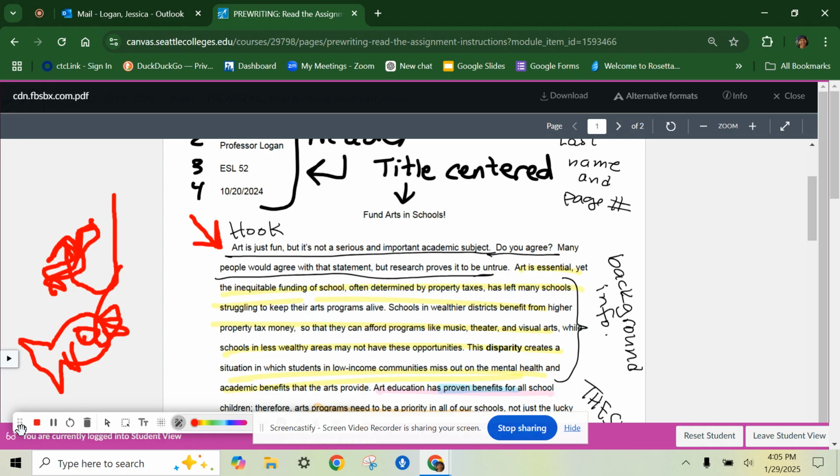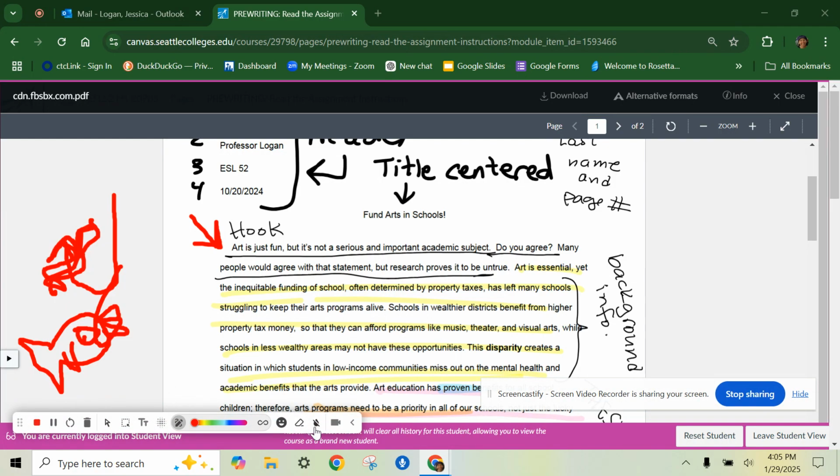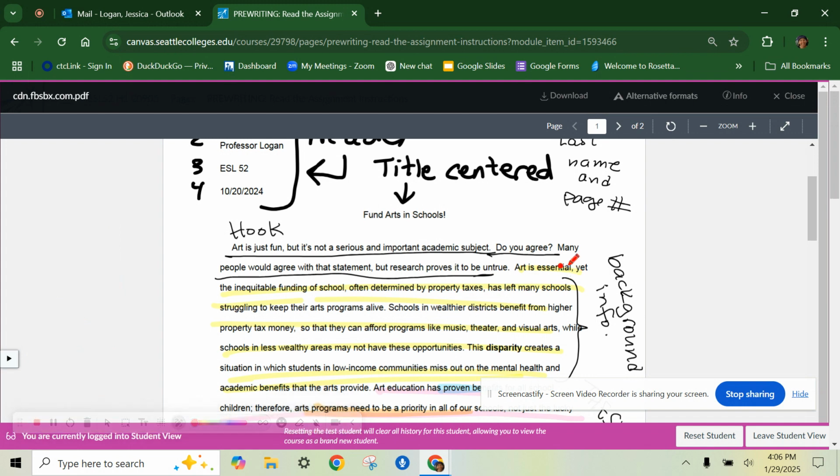And you can see in our Canvas assignment this week many different types of hooks. There are different hooks that people use. And you can choose your own. In this one, we have a statement and a question as our hook. And then we have background information. This is the typical way that we organize an introduction to an essay.